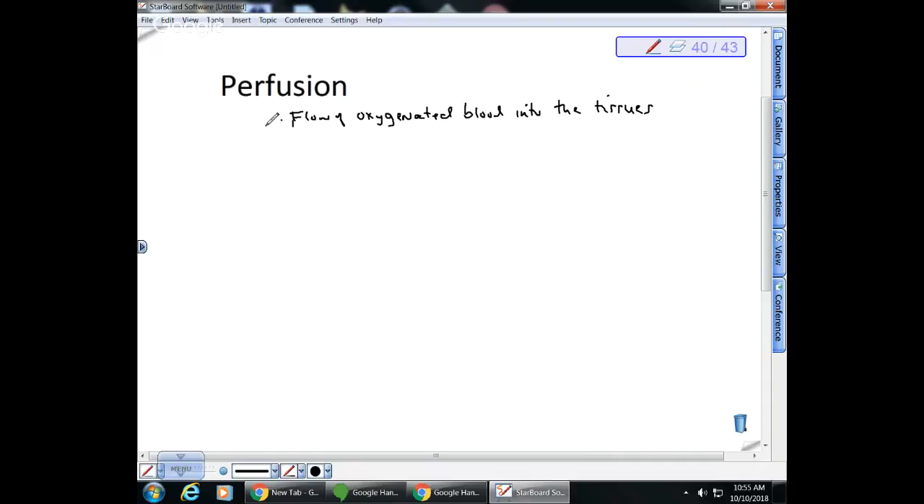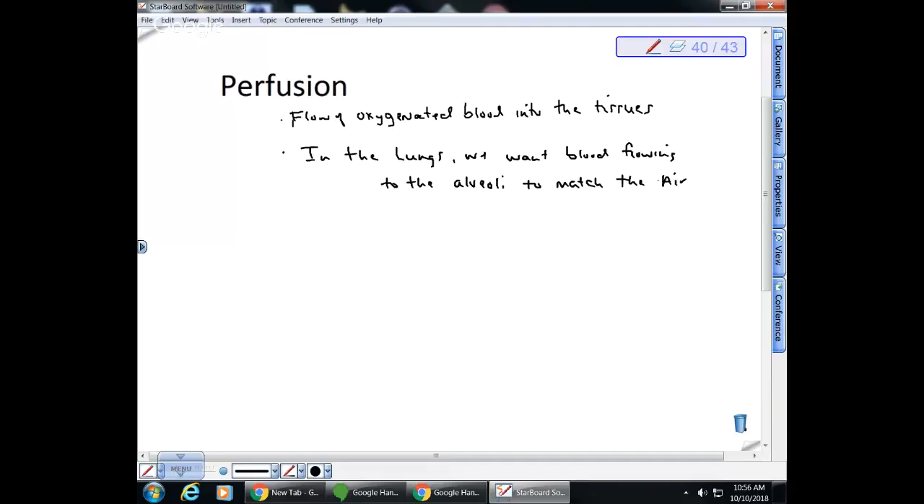And it's really important that when we're talking about tissues like the alveoli, that we want blood flow to the alveoli and the ventilation to kind of match. So we want in the lungs, the flow of blood, perfusion, and ventilation to match. So in the lungs, we want blood flowing to the alveoli to match the air coming in to the alveoli, and that is called ventilation. This is ventilation.